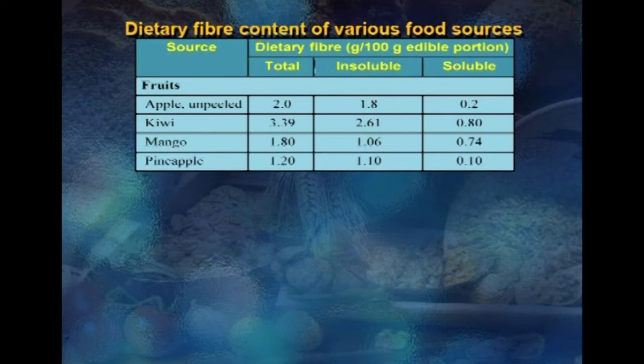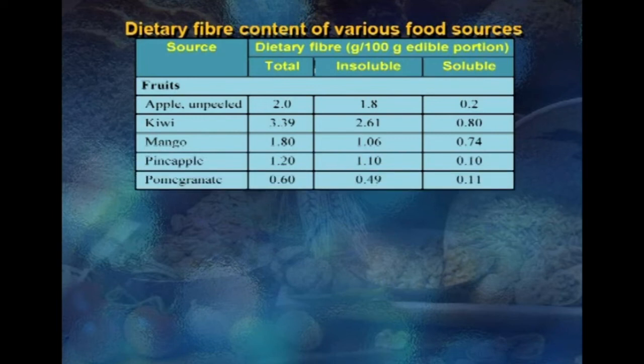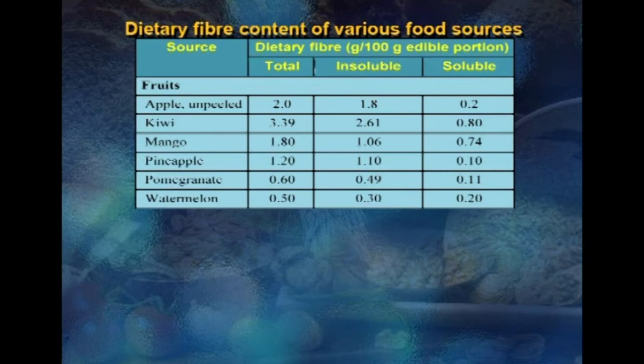Pineapple has 1.2 grams of dietary fiber. Pomegranate is a poor source of dietary fiber with just 0.6 grams of dietary fiber for every 100 grams of edible portion, out of which 0.49 is insoluble and 0.11 is soluble dietary fiber. We have other fruits like watermelon, which also is a poor source of dietary fiber, with 0.5 grams for every 100 grams of edible portion.